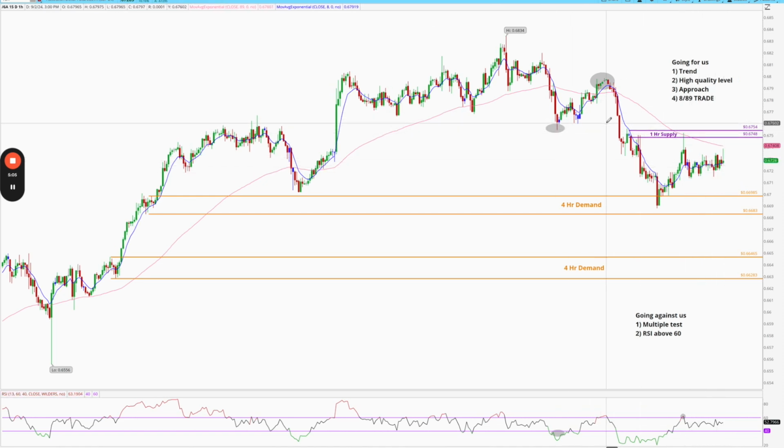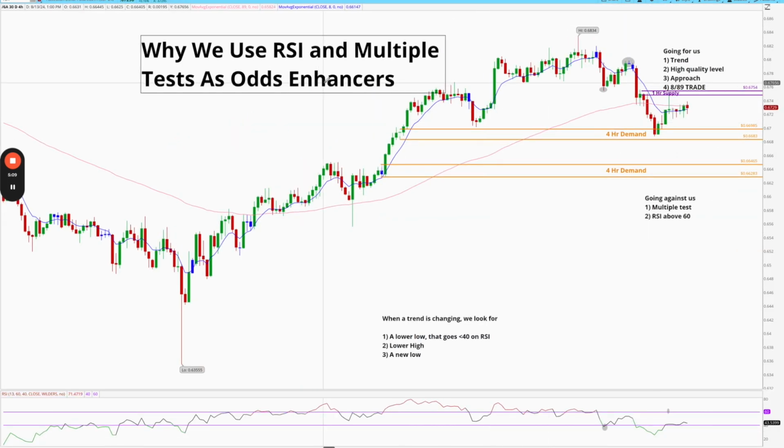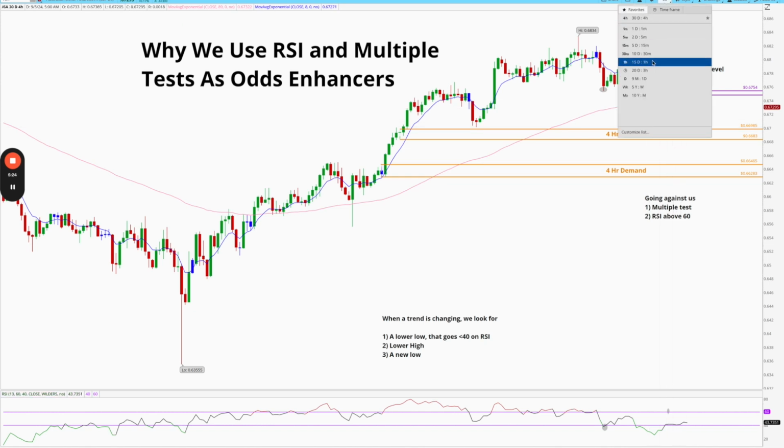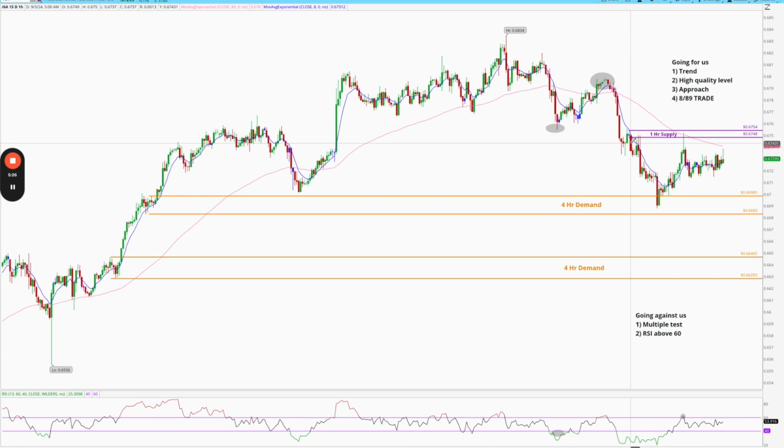So that's one of the reasons, again, why we use RSI and multiple tests as odds enhancers for our trade. And this was just something that came up yesterday that I thought was pretty indicative of why I trade the way I do and why I have the rules the way I do. This was a great example of why I wouldn't take the trade and why we're not making new lows.